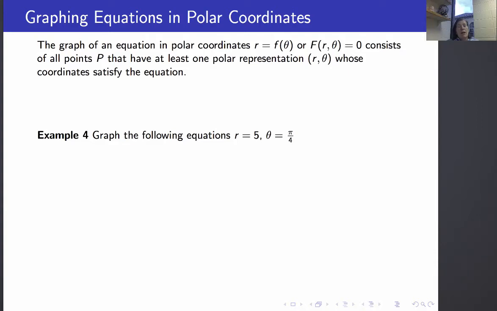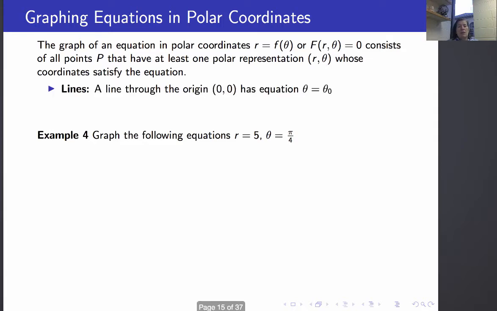So given an equation in polar coordinates, it might be of the form r equals f of theta, or f of r, theta equals 0, where f is some function of r and theta. The graph of the equation consists of all points P in the plane that have at least one polar representation r, theta which satisfies the equation. There are some things to note.